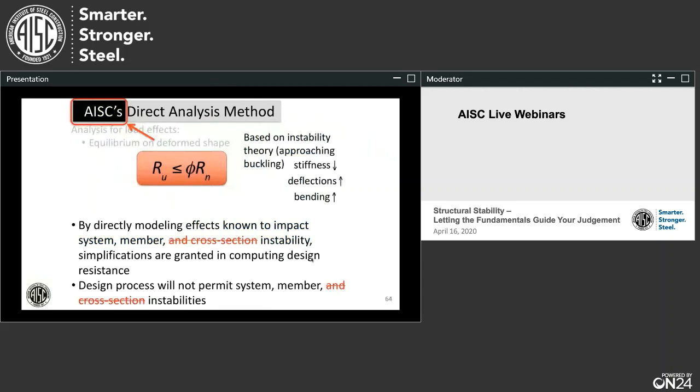Let's put a little finer tooth comb on this and look at AISC's direct analysis method. Now, other specifications, as I indicated earlier, have their nuances as well. With AISC, most of our sections are compact, so we're not all the way down in the fines like maybe a thin wall specification would be in considering the direct analysis method with respect to cross sections. But certainly with respect to systems and members, AISC has some great options with respect to the direct analysis method.